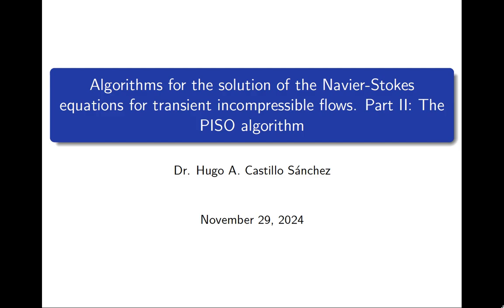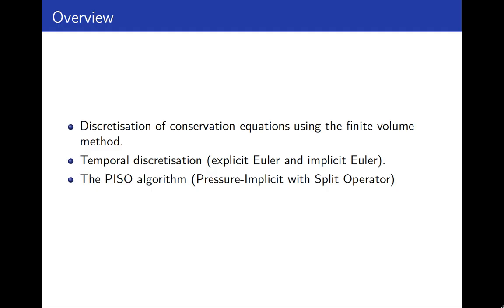My name is Hugo Castillo Sanchez, and I want to describe the content of this presentation. First of all, I want to give a brief introduction to the finite volume method, which I already discussed in one of my previous videos. But the finite volume method will allow me to explain easily the PISO algorithm. Then I want to describe the temporal discretization used in this kind of methods, for instance, explicit Euler and implicit Euler. And lastly, we will talk about the PISO algorithm. So PISO stands for Pressure-Implicit with Split Operator.